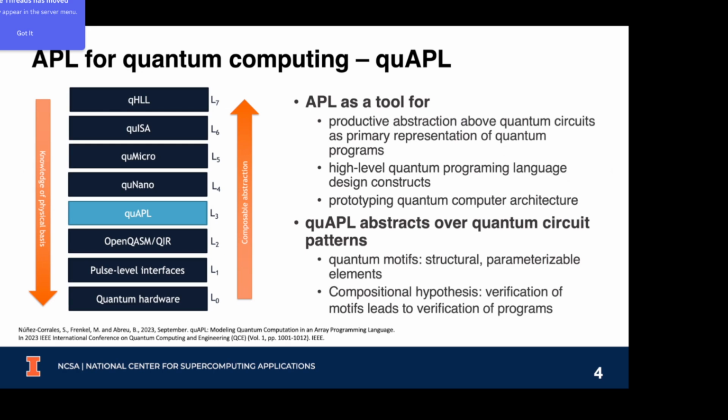Basically, we want to use APL because we want to explore quantum computing in both theoretical and practical sides. We want to create quantum software that people can implement at a high level. And secondly, we want to create programming languages that make quantum computers better, and also prototype quantum computer architecture. QAPL abstracts over quantum circuit patterns with several motifs such as structural and parameterizable elements. We also want to have verification motifs that will lead to verification of programs.